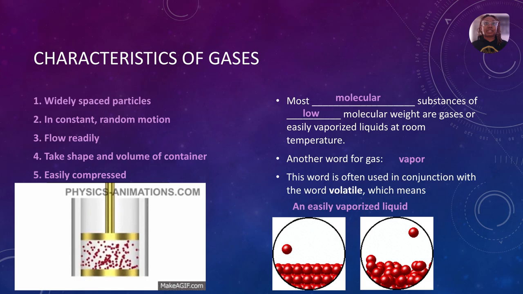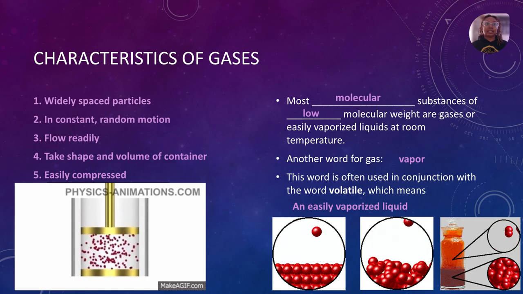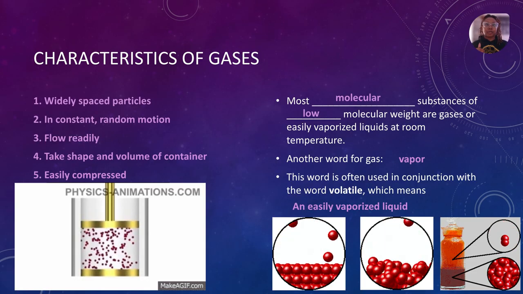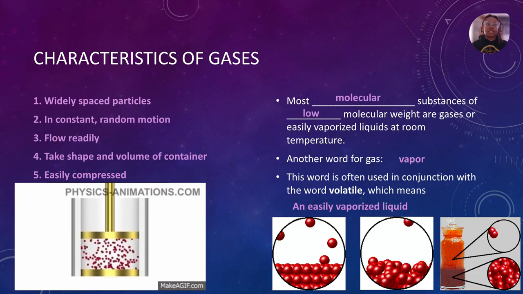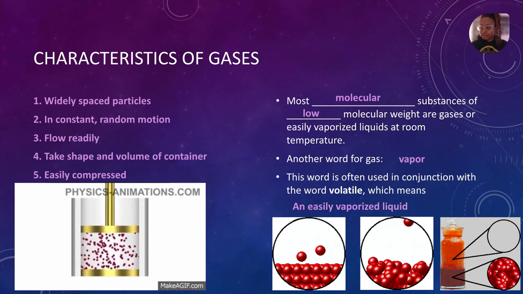Most molecular substances of low molecular weight are gases or easily vaporized liquids at room temperature. Another word for gas is vapor. This word is often used in conjunction with the word volatile, which means easily vaporized.